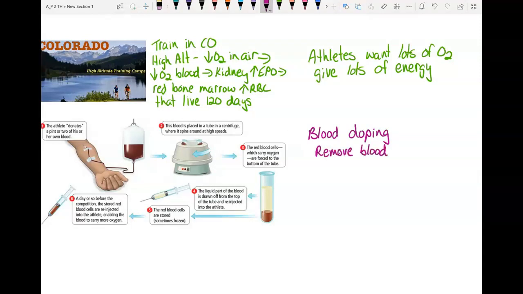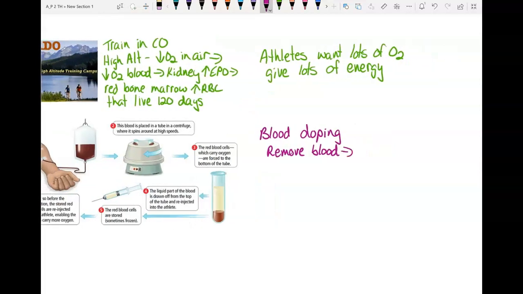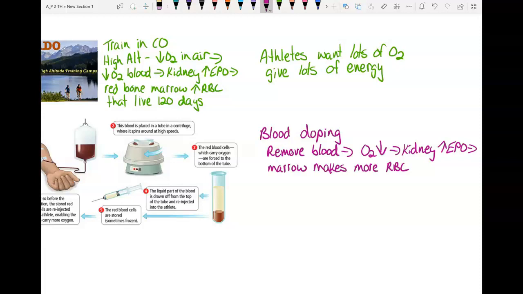So remember, blood loss will make your oxygen level go down. So by removing your own blood, your oxygen level in your blood goes down. So your kidney will detect this and secrete EPO. This causes your red bone marrow to make more red blood cells. So this just gets you back to your starting point. You replace the ones you lost.